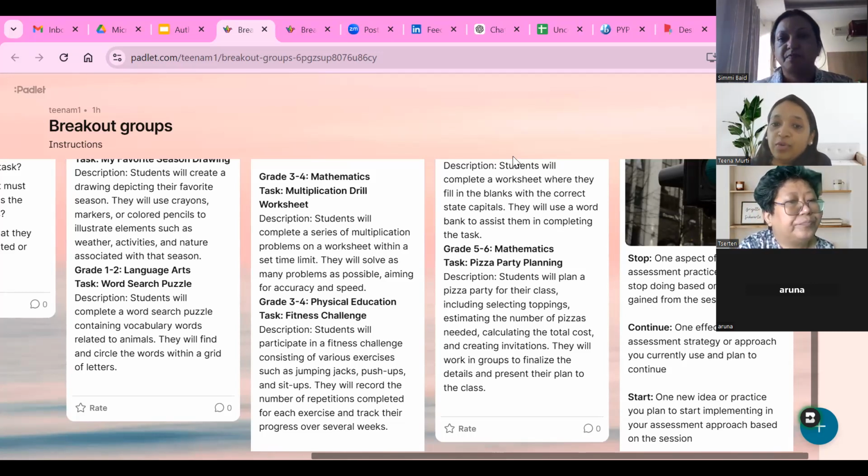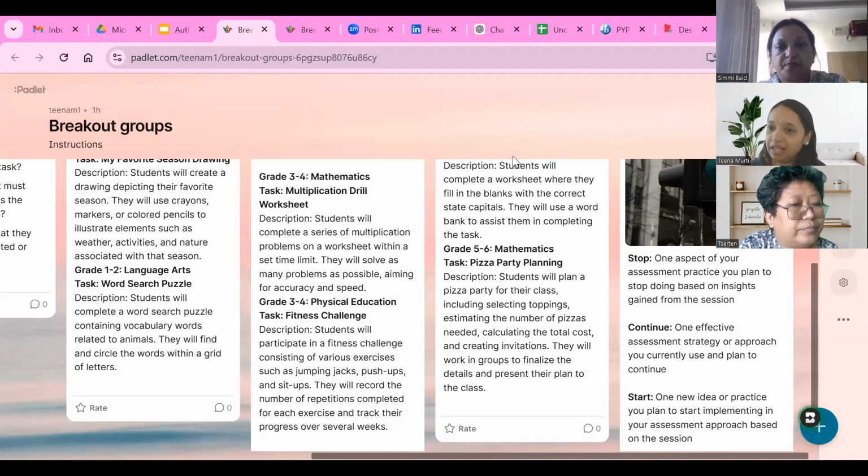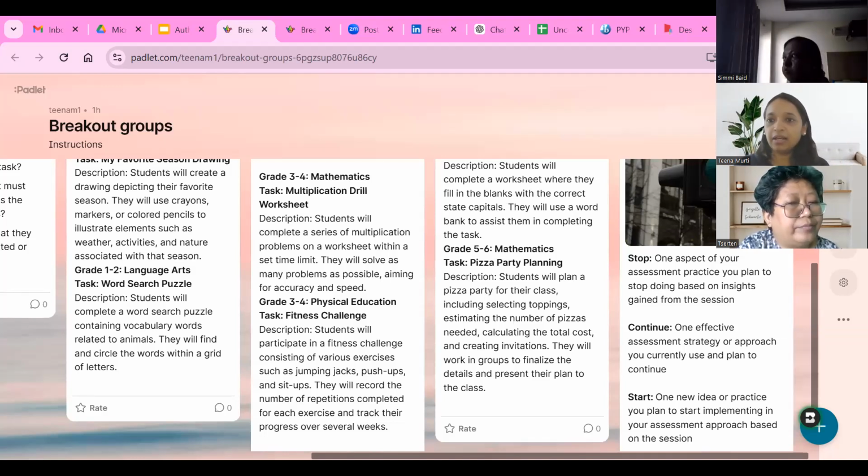Now the next scenario is that they are planning a pizza party for their class, where they are selecting toppings, estimating the number of pizzas needed, total cost, and creating invitations. I am sure you must have got it, this is a complete party planning where all the steps have been given on what needs to be done. The final outcome is also very evident for the teacher, showing what she is assessing. In fact, children at every stage know what they are doing, and that roadmap is there for them. So it is a very good example of student assessment as learning, right? Practical learning, problem-based learning, project-based learning, a lot of things. So it is an authentic assessment, right? Yes. Okay, we'll go back to this.